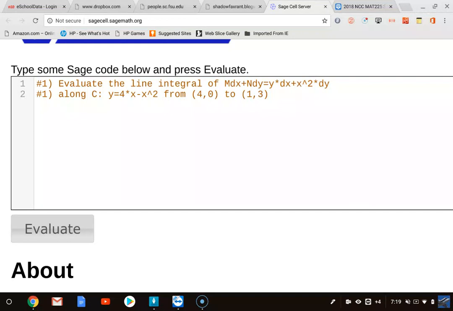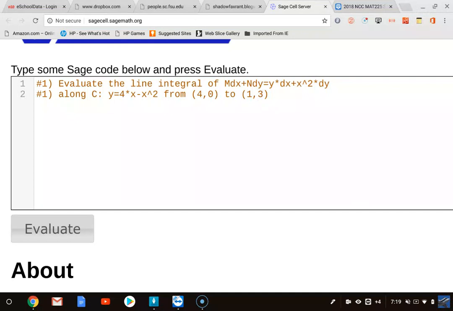Now, by the way, what shape is this? If you graph y equals 4x minus x squared, it looks like a what? A parabola. I think it has an x-intercept of 0 and an x-intercept of 4. So it's going through 0, 0 and 4, 0, and I'm going from 4, 0 to 1, 3. This is the path right here, that piece of the parabola, right?